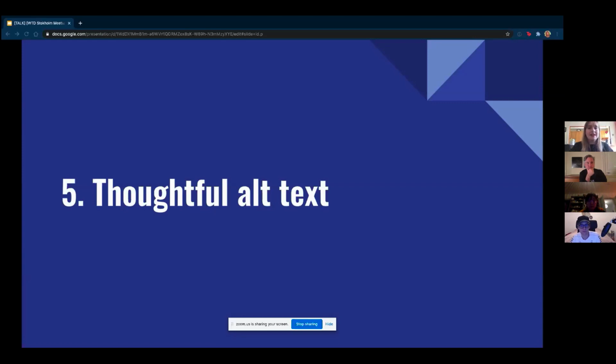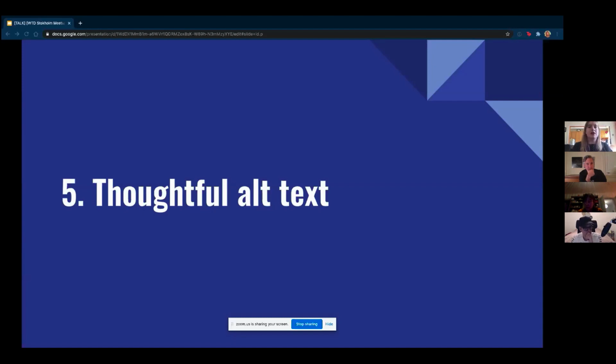Be concise. You don't need to start your alt text with the image of. Start with whatever the description of the image is. Write in plain English. Don't use jargon, acronyms, or past tense, just like you would in your documentation. And if your site is using keywords, use them sparingly.